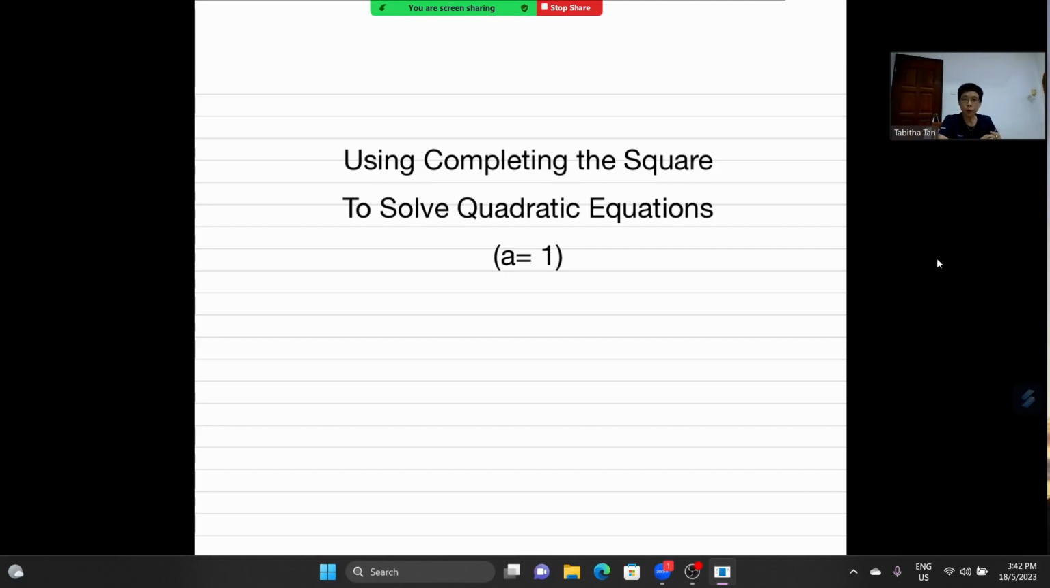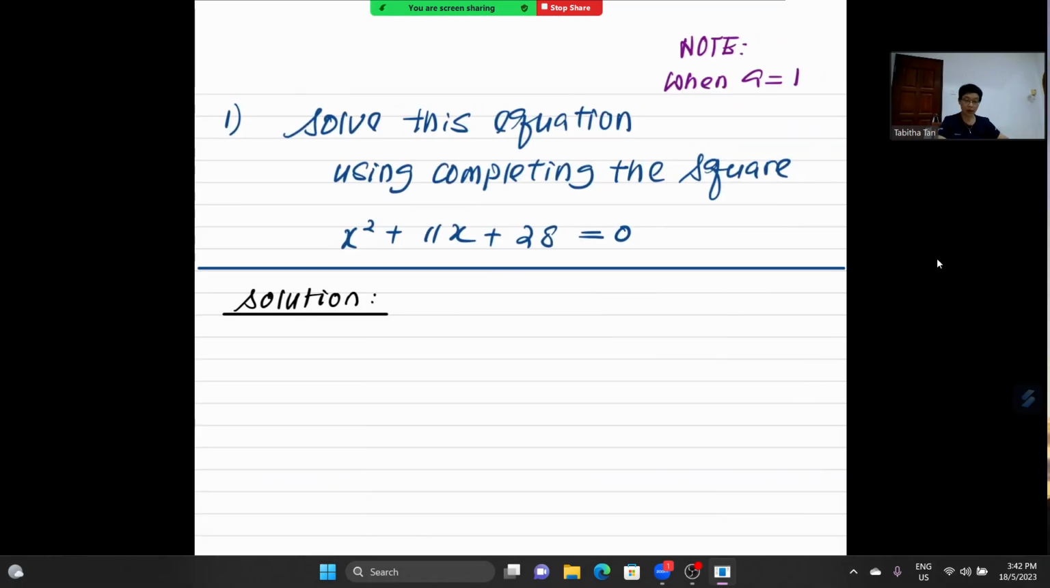Here we're going to focus on using completing the square to solve quadratic equations. The type of quadratic equations in focus in this video is where the a of each of these quadratic equations equals 1. Let's begin with some examples.